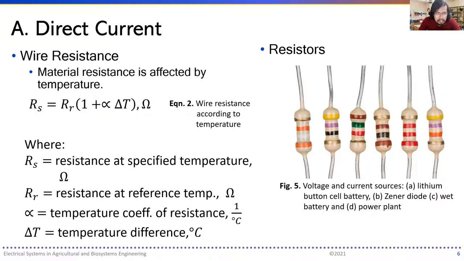The wire or material resistance is likewise affected by the operating temperature, as we have said. Now the variation is captured by equation number two. In equation number two we have the conductor resistance at any temperature, determined by the equation R sub R, which is the resistance at a specified temperature, multiplied by the quantity 1 plus alpha times delta T.